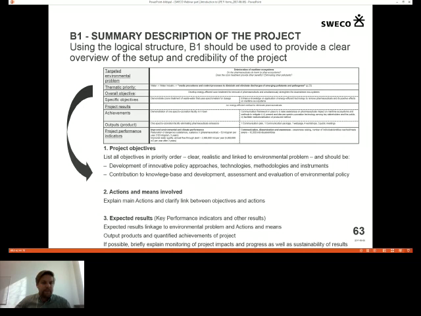And you should not forget to include all actions, including the preparatory actions, the monitoring, and the communication and dissemination of results, because for the evaluator, this is equally important, of course. Then in number 3, you are expected to explain the expected results. As I have already emphasized, it is important that the expected results are linked to the environmental problems and thus to the key performance indicators. And also, of course, that there is a logical flow, as you can see above.